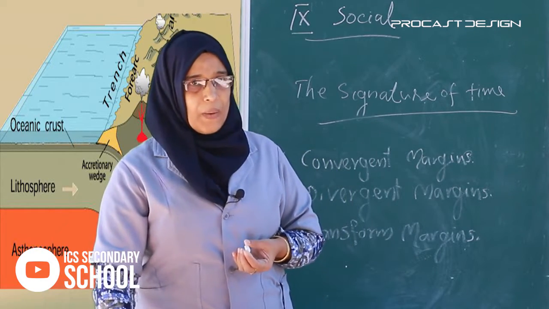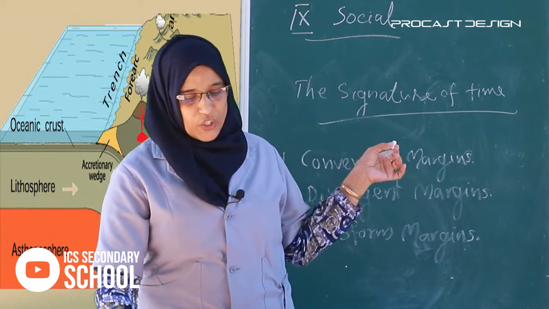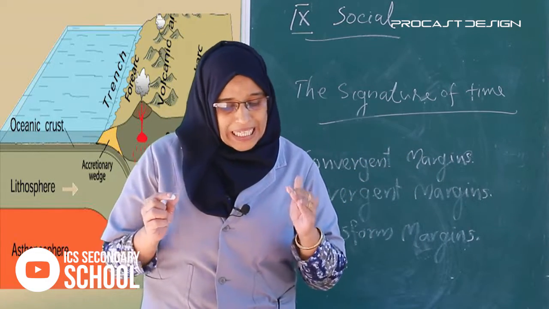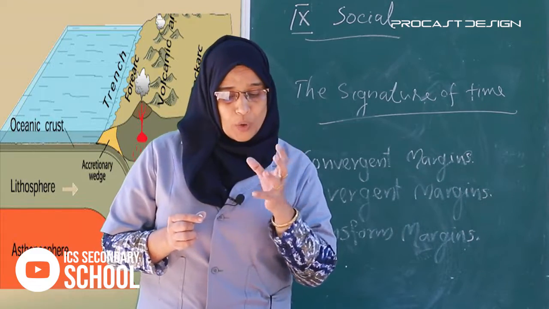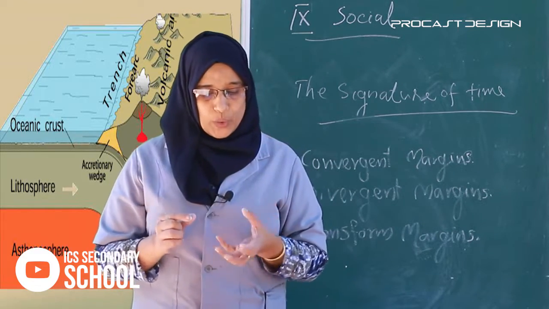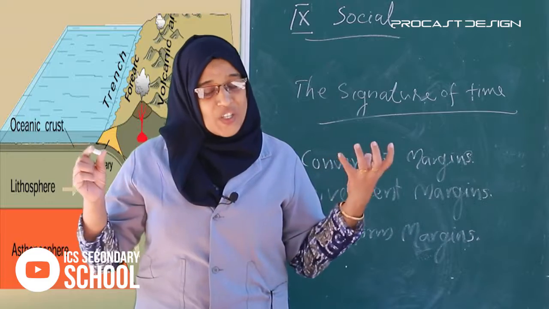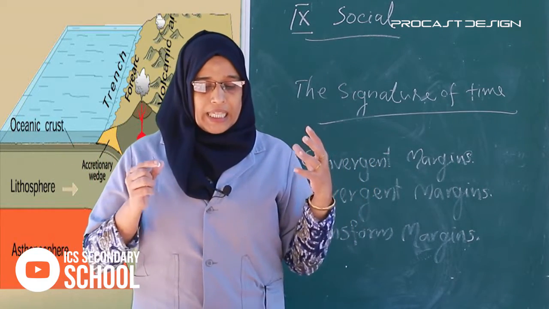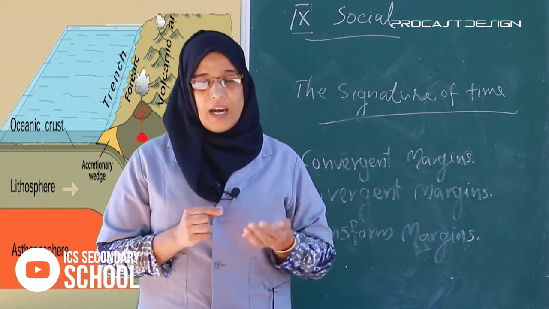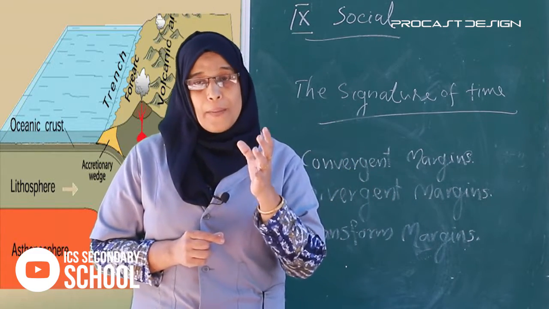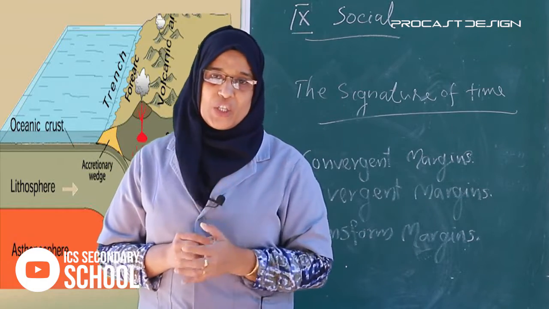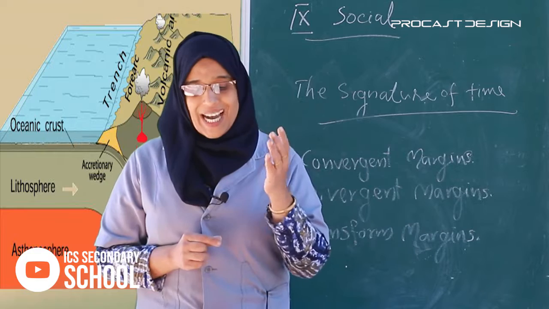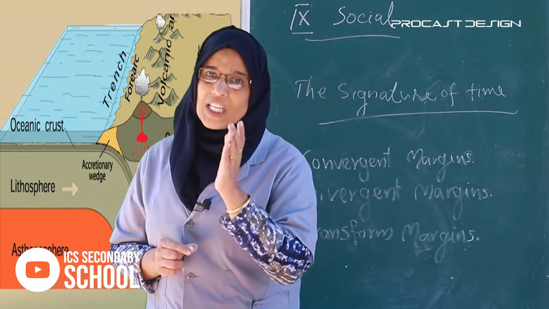Okay. For the second one, divergent margin. Divergent margin means plates move away from each other. Magma comes out through the gap formed due to the divergence of plates and solidifies into mountains. These types of mountains are known as mid-oceanic ridge. For example, the Mid-Atlantic ridge in the Atlantic Ocean.